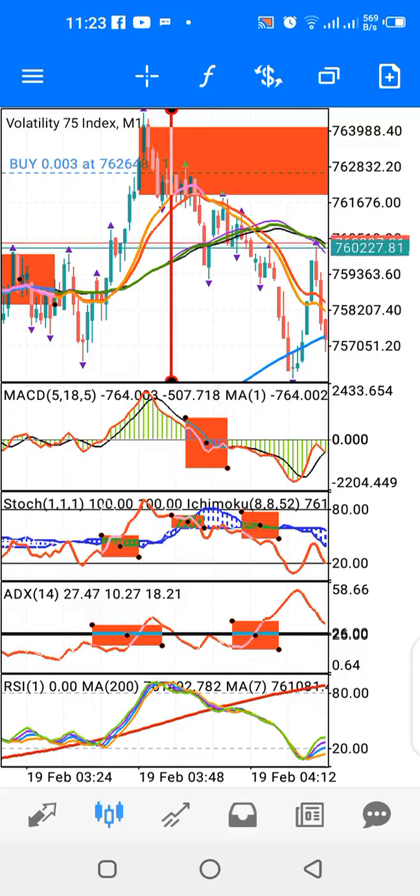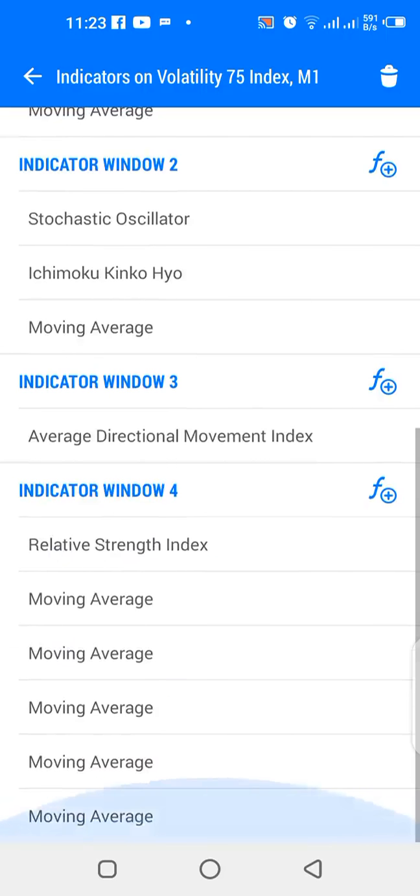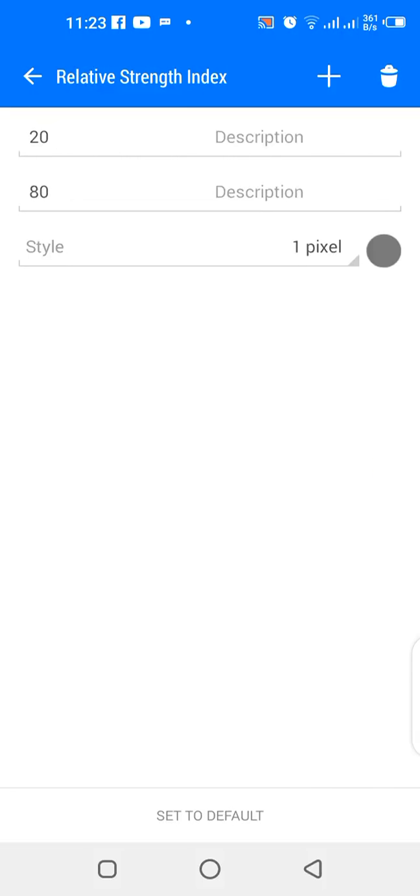Now let's go to the last indicator window, which is indicator window 4. Let's look at the settings. Now for indicator window 4, we have relative strength index and 5 moving averages. Let's look at the parameters. For the RSI, we have 1 period, apply to close. Now the color of the style is black. Now let's look at the levels. We have 20 and 80, and the color is black.